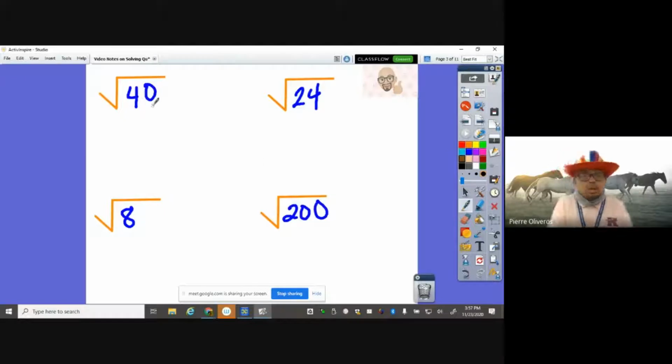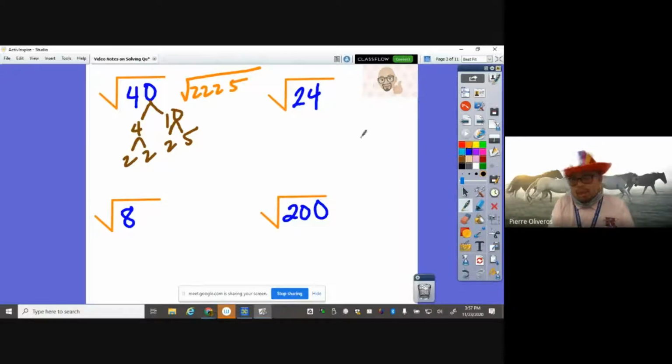Okay, so for the square root of 40, we're going to think of two numbers that, when you multiply them, give you 40. It's going to be 4 and 10. You can use 8 and 5, you can use 20 and 2. It doesn't matter. You should still get the same answer. The square root of 4 is 2 and 2, and 10 is 2 and 5. Now 2, 2, 2, and 5 are the prime numbers of 40. So 2, 2, 2, and 5. We're going to look for a pair. I have a pair of 2 here. So this will cross out.